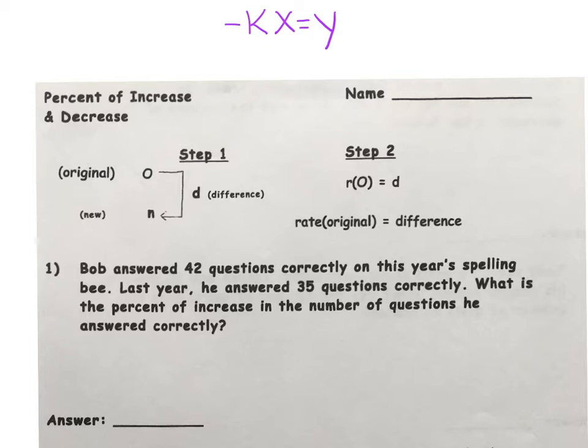We know that K stands for a rate. A rate can be a percent. It can be a decimal, 0.30 or 0.3, or it can be a fraction, like 3/10. For percent of increase and decrease problems, we're going to be working with percentages, but before we plug that rate into the formula, we'll convert it to its decimal equivalent.